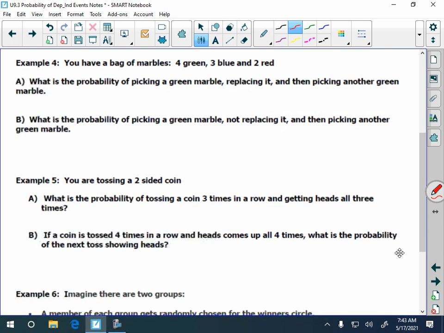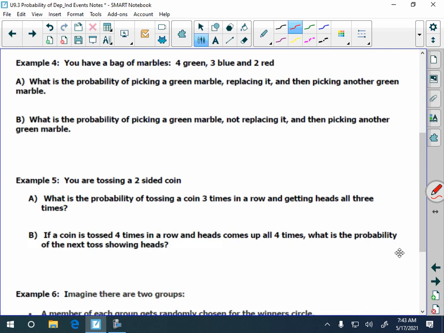All right, example 4. You have a bag of marbles, 4 green, 3 blue, and 2 red. Part A, what's the probability of picking a green marble, replacing it, and then picking another green marble? And then part B, finding the probability of picking a green marble, not replacing it, and then picking another green marble. All right, so let's go ahead and do the first one, probability of picking a green marble.